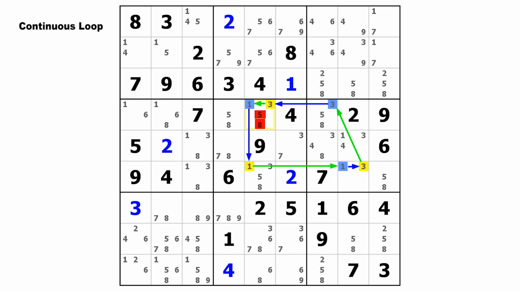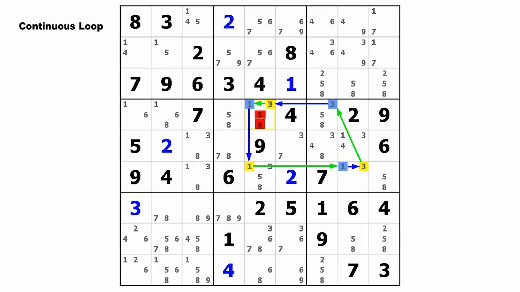So this is technically neither a type 1 nor a type 2, but still it is an AIC that starts and ends with a strong link, which means one of those 2 endpoints must be true. And with the other 2 weak links, because they are between same-digit candidates, we can eliminate any other same-digit candidates in the houses where they lie.